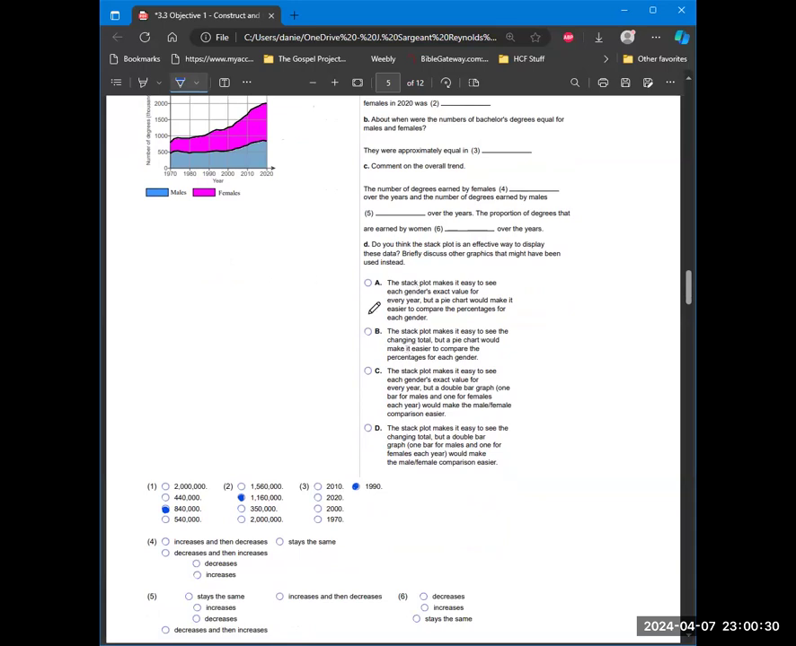So now the next question is the number of degrees earned by females increases over the years. And then the number of degrees earned by males also increases over the years, just not as quickly, right? That this trend line here is steeper than this trend line here.